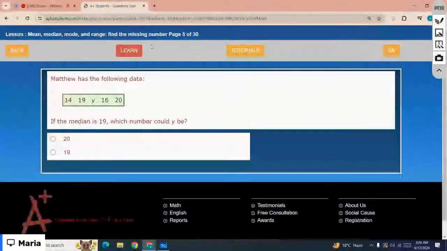Matthew has the following data. If the median is 19, which number could y be? So which is y, which number is y?